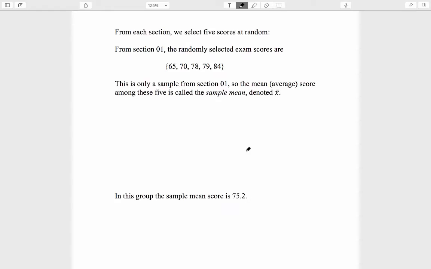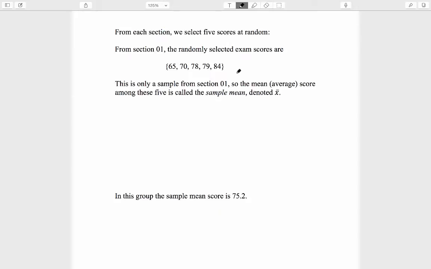Rather than working with the entire dataset of 100 scores from Section 1 and the entire dataset of 100 scores from Section 2, it is much easier to get a sense of what's going on in each section by working with just a sample. There's always a danger that a sample won't be very representative of the whole class. That is a whole issue that we think about in statistics. For now, we're going to take this sample and just try to understand it.